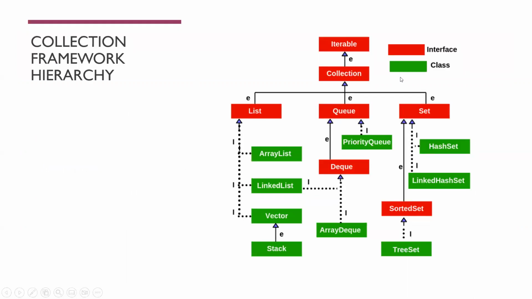So this is our complete collection framework hierarchy. The base interface is the Iterable interface, and the next one is the Collection interface. The Collection interface implements all the functions from the Iterable interface, and from the Collection interface come List, Queue, and Set. These are the interfaces which will be implementing methods from the Collection interface. Remaining everything are classes: ArrayList, LinkedList, Vector, Stack, Queue, Deque, HashSet, LinkedHashSet, SortedSet, and TreeSet.